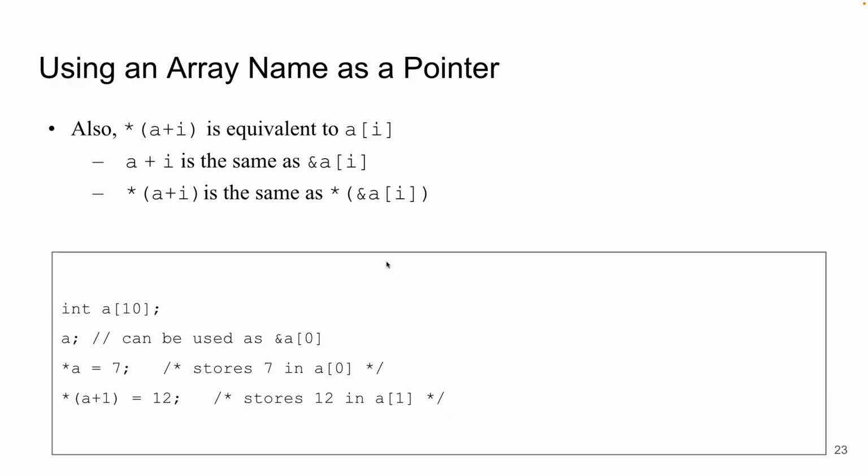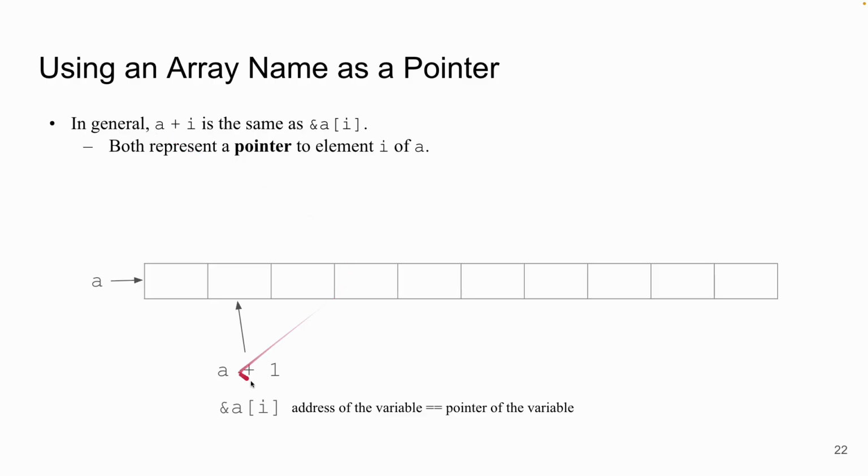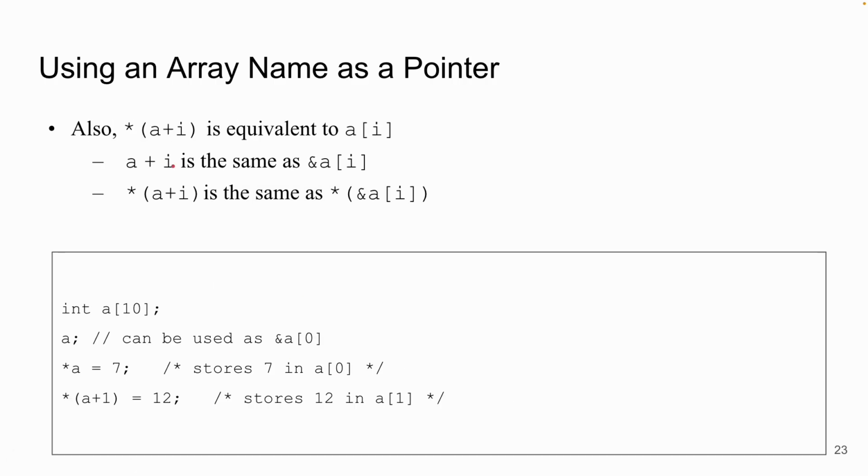And furthermore, we can even apply the indirection operator to this pointer, because we say A plus 1 altogether is actually one pointer, right? This is one pointer. So we can, of course, apply the indirection operator to a pointer. And actually, this is equivalent to A[i].